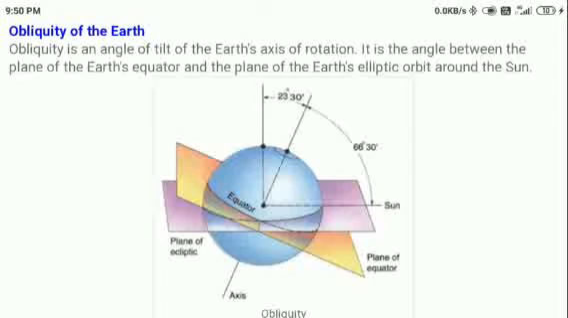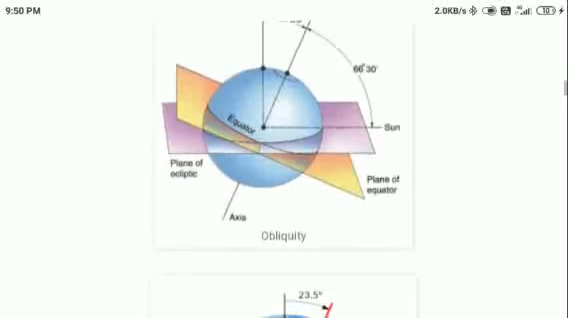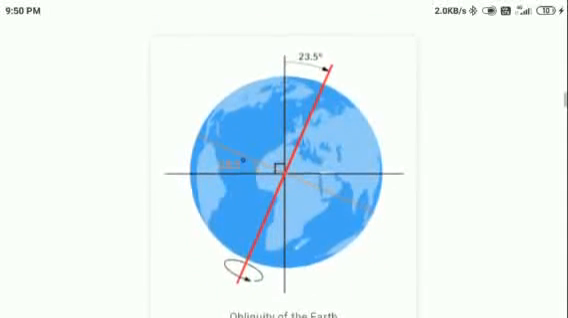Also it moves along the path or the orbit as well as rotating about its own axis. So this is how its orientation is present in the solar system. Here is another picture. You can get the idea. The red line is showing the axis of the earth, and it has a 23.5 degree angle, or angle of obliquity, with the perpendicular to the plane of the sun or orbit.